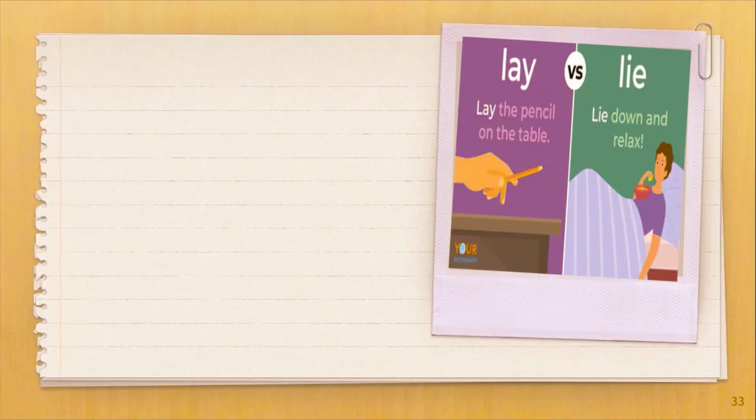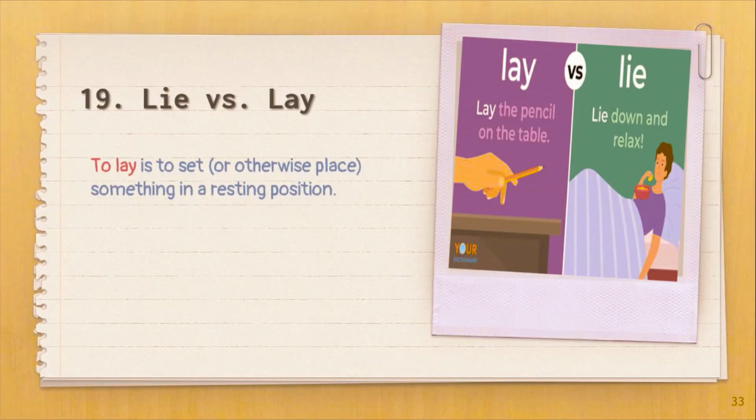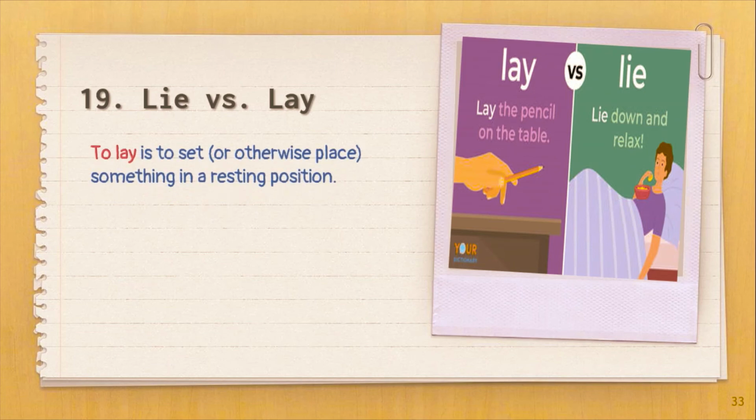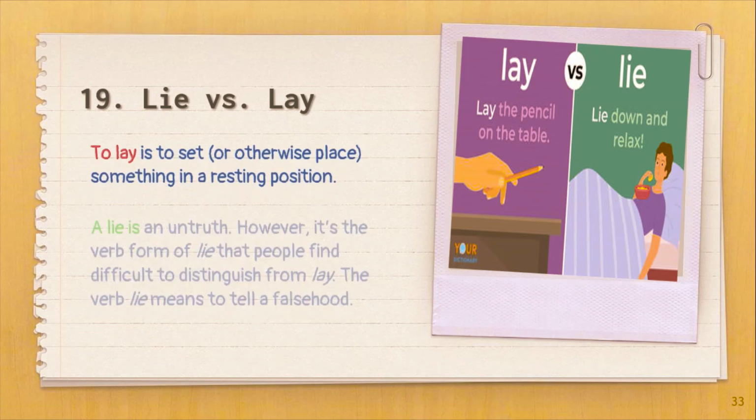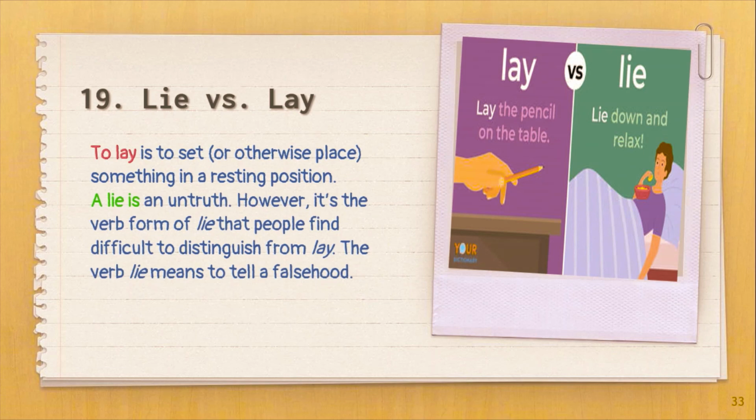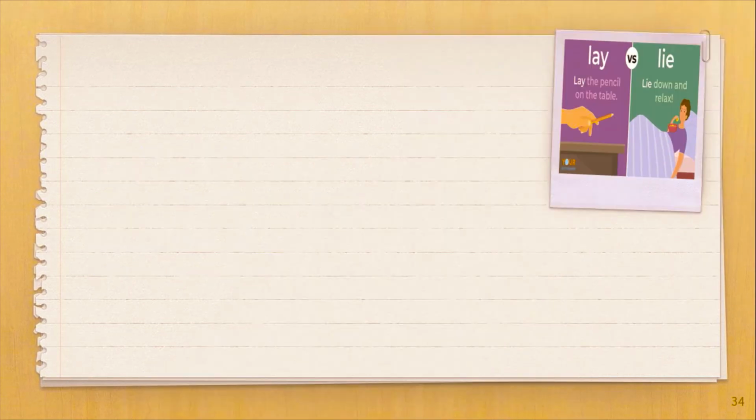Okay? Next is the 19th grammatical error, lie versus lay. To lay is to set or otherwise place something in a resting position, while a lie is an untruth. However, it's the verb form of lie that people find difficult to distinguish from lay. The verb lie means to tell a falsehood.